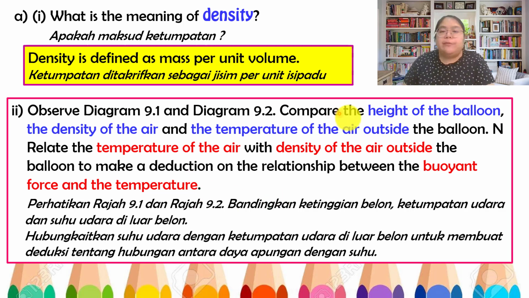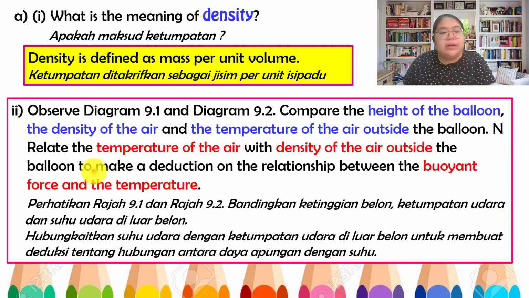From here, the first one mentions comparing the height of the balloon. You highlight this as the first comparison, the height of the balloon. The second comparison is the density of the air. The third comparison is the temperature of the air outside the balloon. So we have 3 comparisons. After comparing, surely there is a relationship. Now you need to relate the temperature of the air with the density of the air outside the balloon. These two are the first relationship.